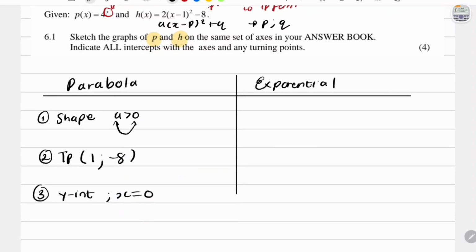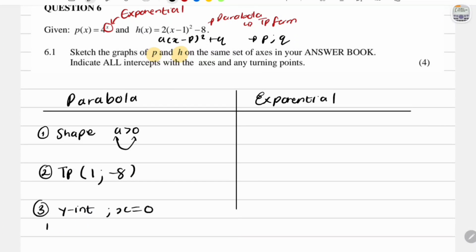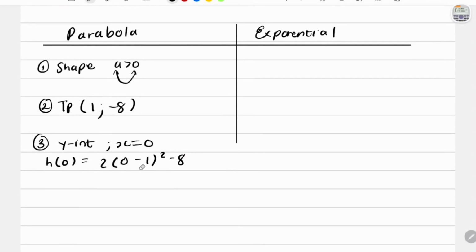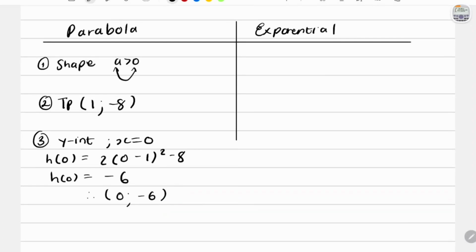So let's go ahead and do that. We're making x equal to 0 in h of x. So instead of h of x, I'll say h of 0 is equal to 2 times, I see x, substitute 0 minus 1 all squared minus 8. 0 minus 1 is negative 1. Negative 1 all squared is 1. 2 times 1 is 2. 2 minus 8 is negative 6. So h of 0 is negative 6. So our y-intercept as a coordinate: the x value is 0, the y value is negative 6.